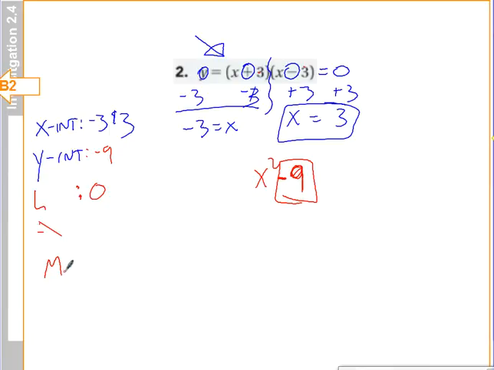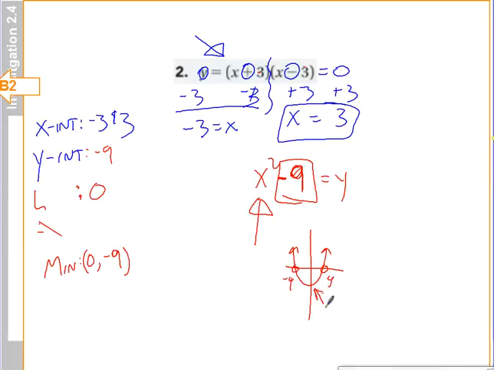So my minimum is going to be 0, negative 9. Now, is this opening up or down? Well, in the expanded form, my quadratic term is positive, therefore it's going to be opening up, and it's going to look something like this, where this is 4, this is negative 4, and this point right here is 0, negative 9.